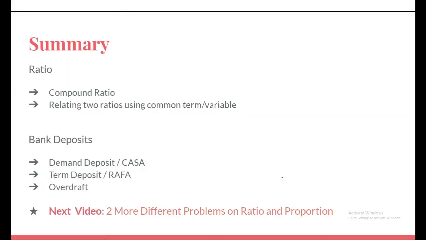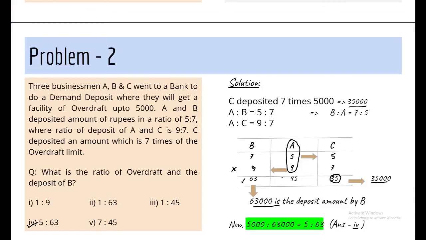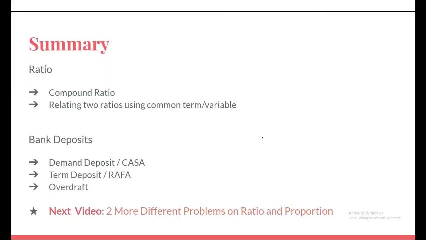So what have we learned in this lesson? So summary is, we have learned 2 points for ratio, that is compound ratio. We have already learned in previous theory parts also, if we multiply two ratios we get a compound ratio. And relating two ratios using common term or variable, like we have already learned in this problem, we just draw the relation of this variable A in both the ratios and we got the values for all the variables. So this is how we can approach the problems.